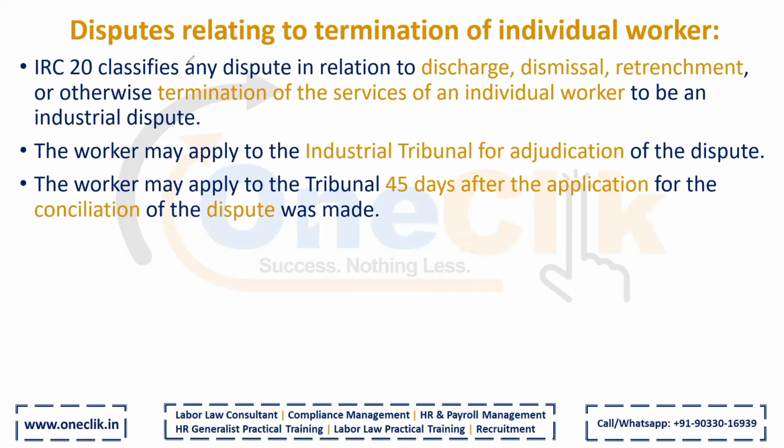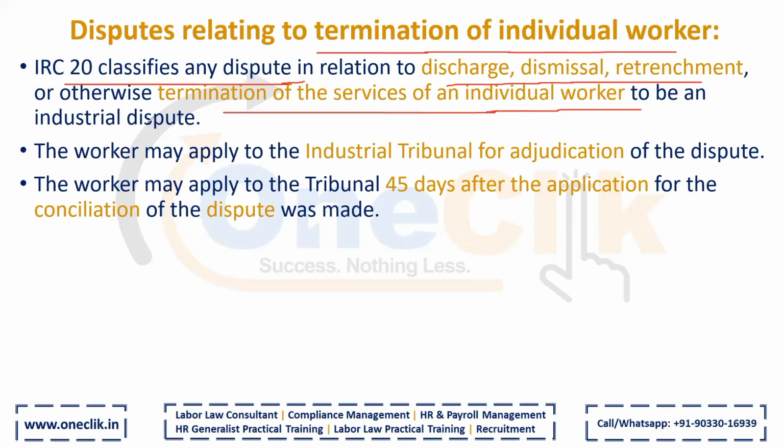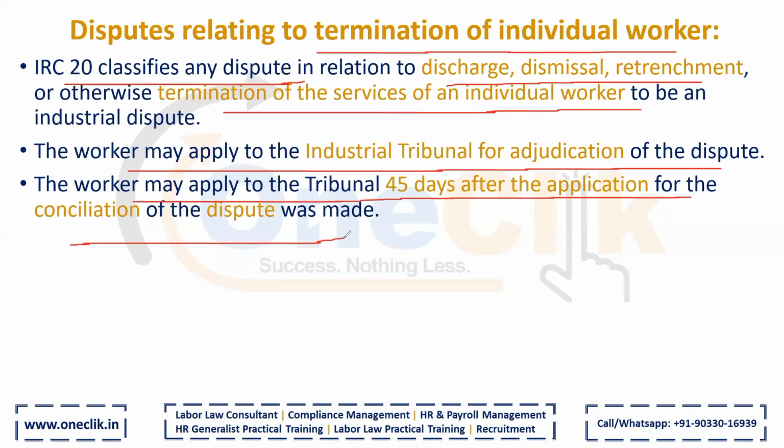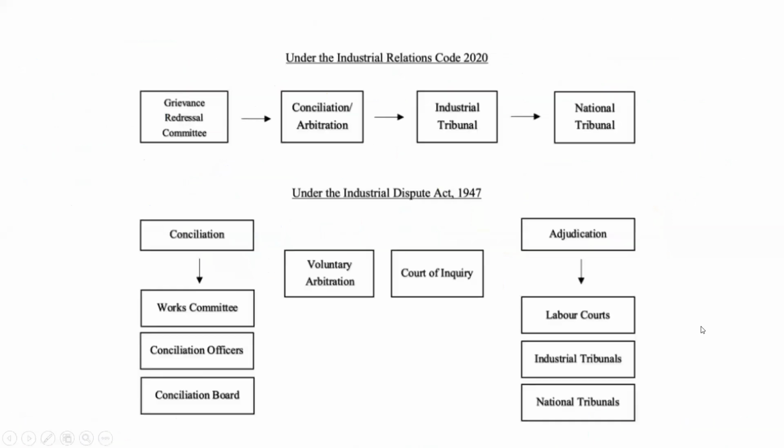Okay. Disputes for the termination of an individual worker: under the IR Code, in relation to discharge, dismissal, retrenchment, termination of service of an individual worker, there are certain provisions. You can directly apply to the industrial tribunal for adjudication. That is the first step. A worker may apply to the industrial tribunal within 45 days of the application for conciliation of the dispute being made. You have a time of 45 days. So we can say these are the hierarchy as per the IR Code.